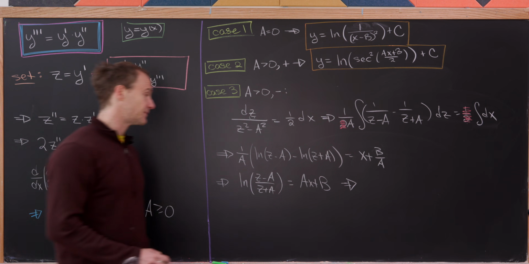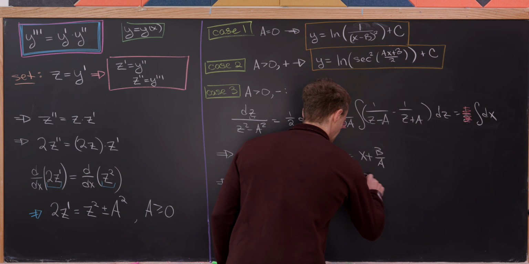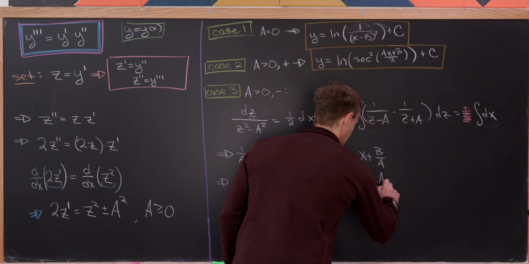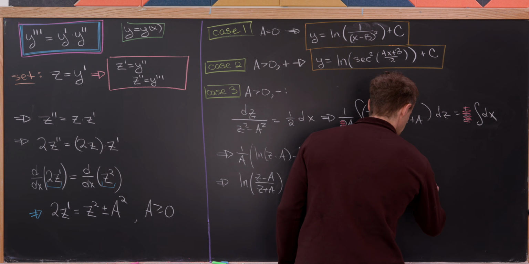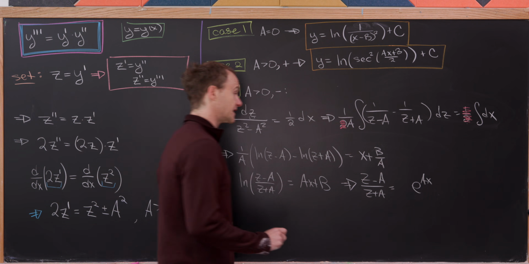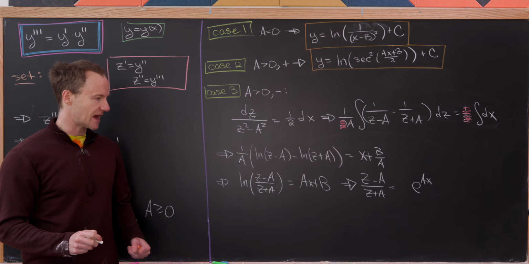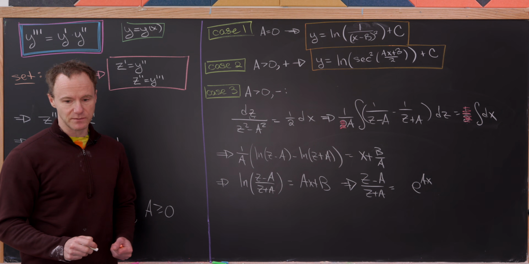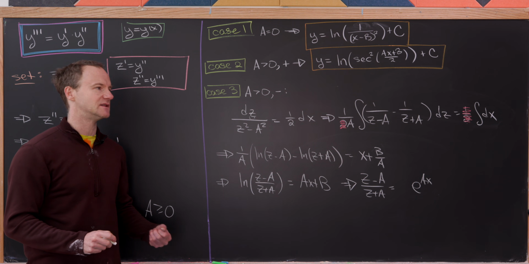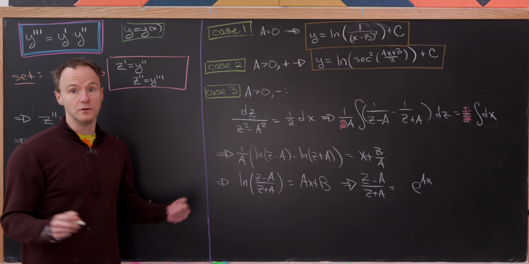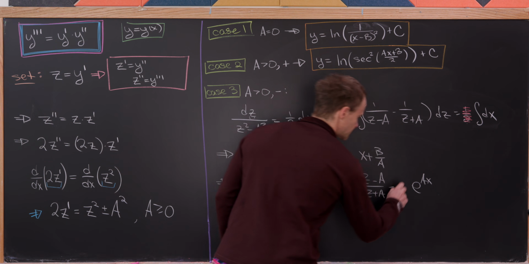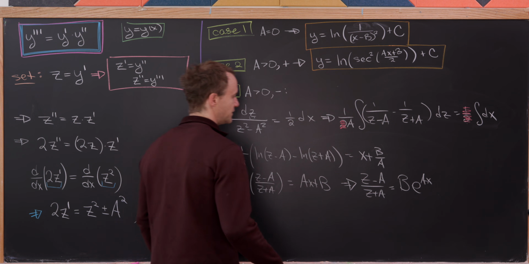But now let's exponentiate both sides. So that'll give us z minus a over z plus a equals e to the ax plus b. But then we can separate that out into e to the ax times e to the b. But then we can just rename that e to the b, maybe a new value of b. So here we could just set this equal to b.